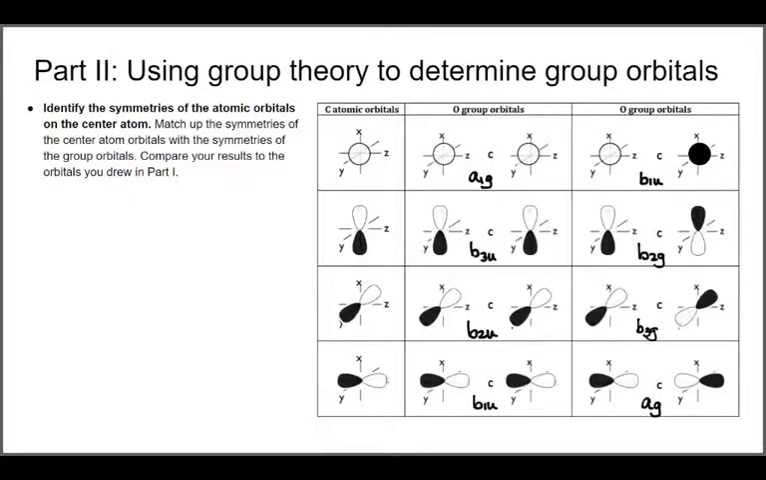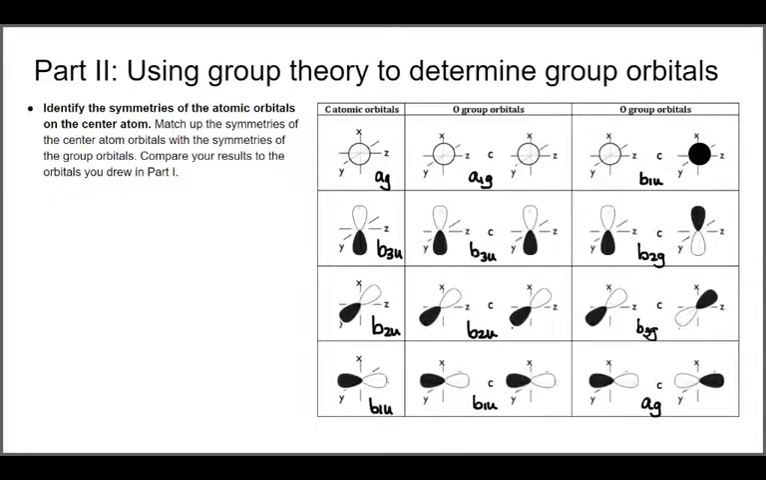Now, let's think about how these orbitals would match up with the symmetries of the orbitals on the carbon atom. So the s orbital is always the totally symmetric representation. So here that's going to be AG. The px orbital has the symmetry in this point group of B3U. The py orbital is B2U, and the pz orbital is B1U.